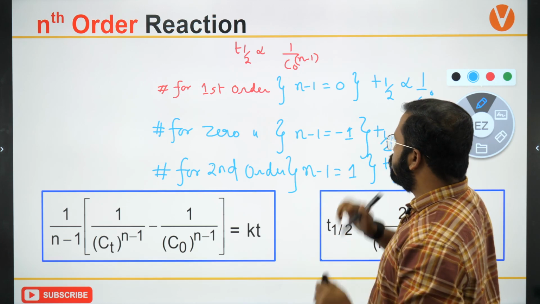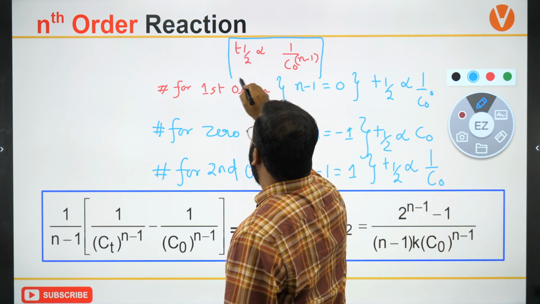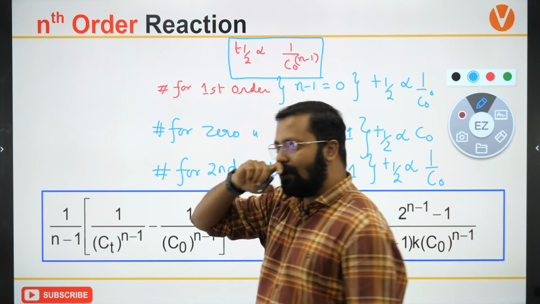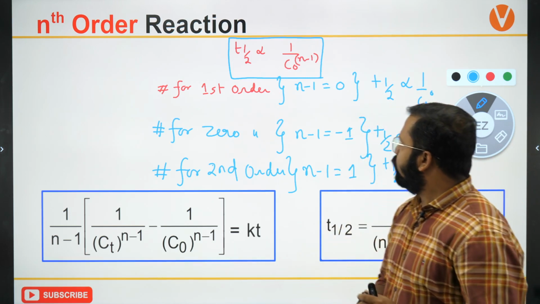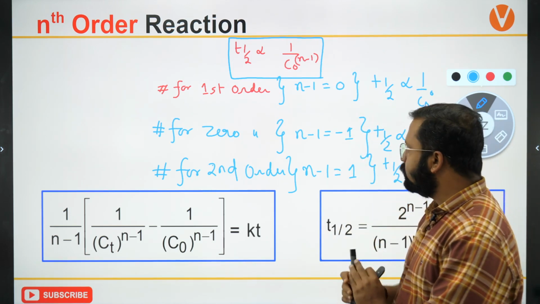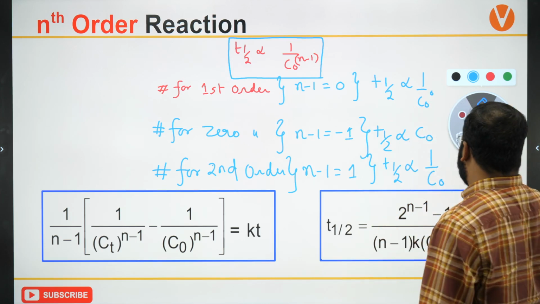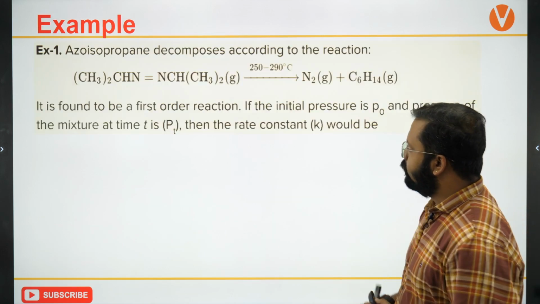So इसको याद रखिए, this expression is very important. T half is proportional to 1 by C naught to the power n minus 1, or C naught to the power 1 minus n. Clear? So with this, let's move on to the next thing.